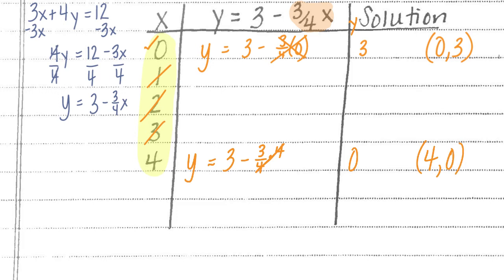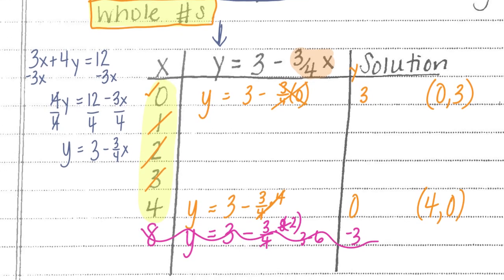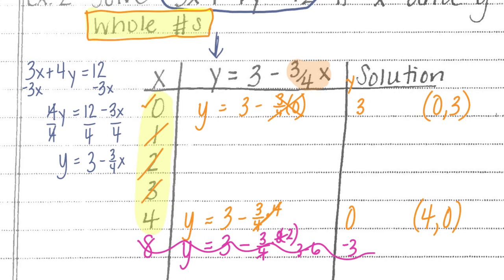So the next number that will work, wouldn't that be 8? Let's try it. y equals 3 minus 3/4 times 8. Well, that's going to be 6. 3 minus 6 gives me a negative 3. Again, I can't use that number because whole numbers are positive whole numbers that include 0. So my only solutions are 0, 3, and 4, 0.